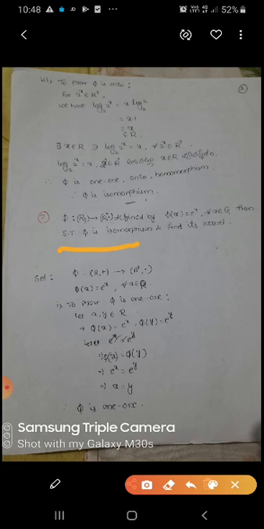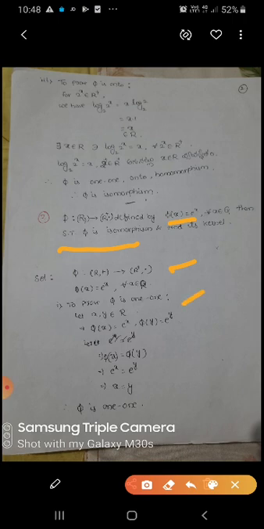Another problem: phi maps R, plus to R plus, dot defined by phi of x equal to e power x for all x belongs to R, then show that phi is an isomorphism and find its kernel. So solution, phi maps R, plus to R plus, dot, phi of x equal to e power x for all x belongs to R.